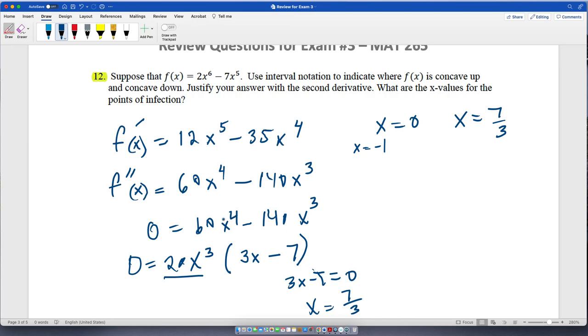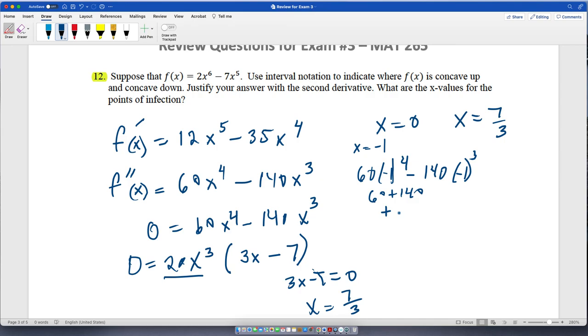And again, we're just looking for the sign, whether it's positive or negative. So if we plug in a negative 1, maybe I'll write it out, 60, negative 1 to the 4th, minus 140, negative 1 to the 3rd. This is going to be positive 1 times 60, so this is positive 60. When we take it to the third power, it's still negative. A negative times a negative is positive. We don't have to figure it out all the way, but we know to the left it's positive. So it's concave up to the left of 0.